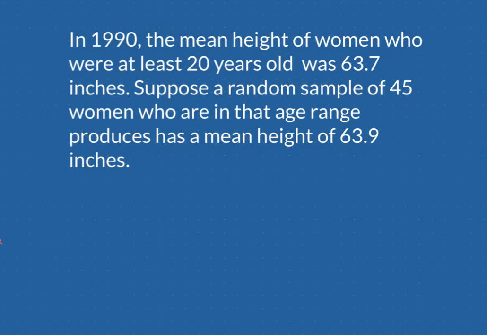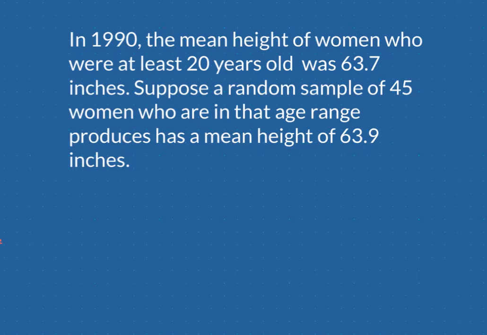Okay, here's an example from your book, Fundamentals of Statistics. Actually, this is from the 4th edition by Michael Sullivan III. In 1990, the mean height of women who were at least 20 years old was 63.7 inches. Suppose that a random sample of 45 women who are in that age range produces a mean height of 63.9 inches. It appears from your random sample here that women are getting taller.